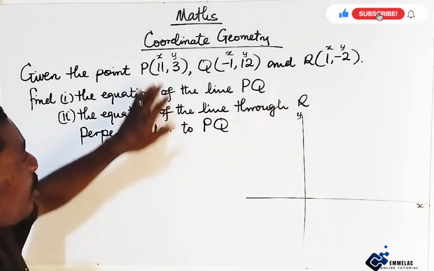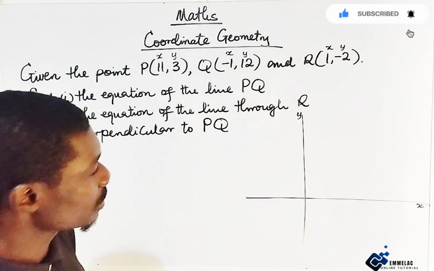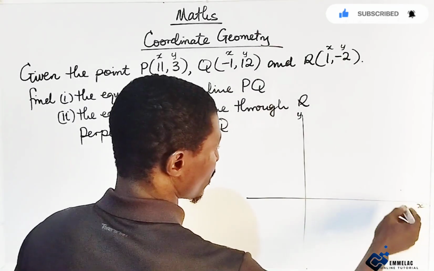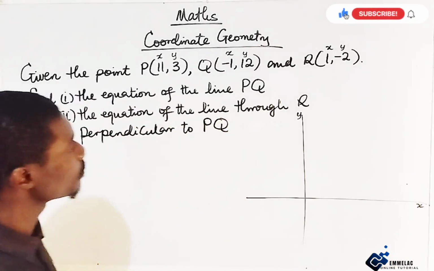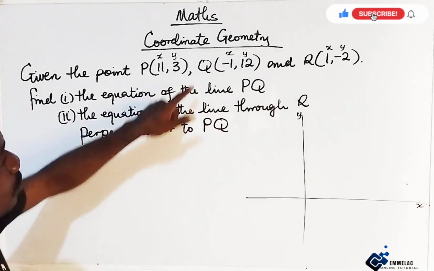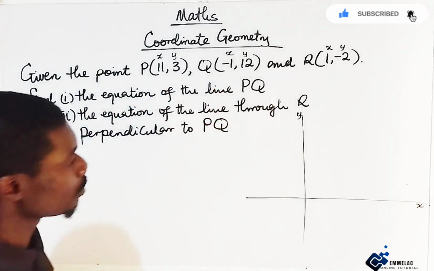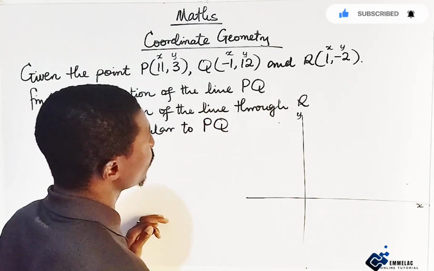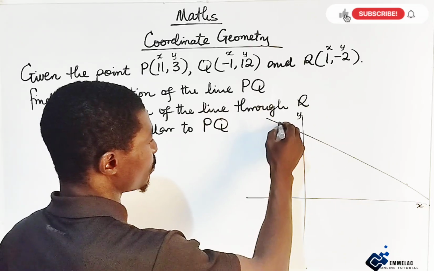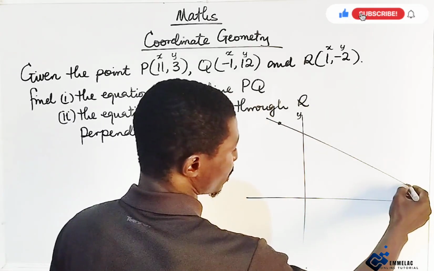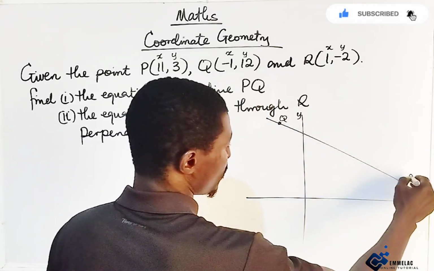Now here we have 11, 3. Let us say this is 11 and this is our 3, so this is our point, and this is P. Now for Q we have negative 1 and 12, so Q should be probably around here. So we can draw: this is Q and this is our P.